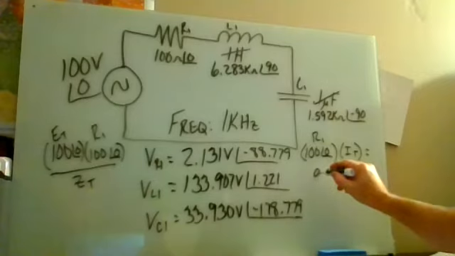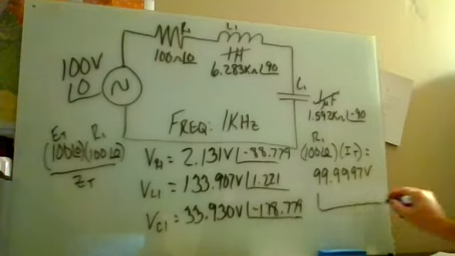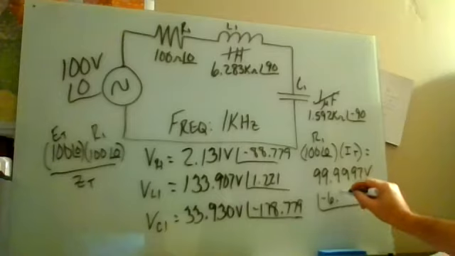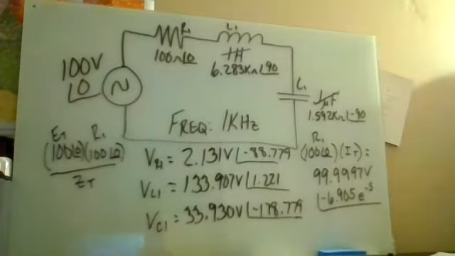Because when I punched it in my calculator, I'm going to put up here what I got and you tell me if you got the same thing. So that's what I got when I punched them in my calculator. I got 99.9997 volts at an angle of negative 6.905 exponent negative 5. I got the number right, but the angle is different. You didn't get negative 6.905 exponent negative 5? No, I got 5.03 exponent negative 4.